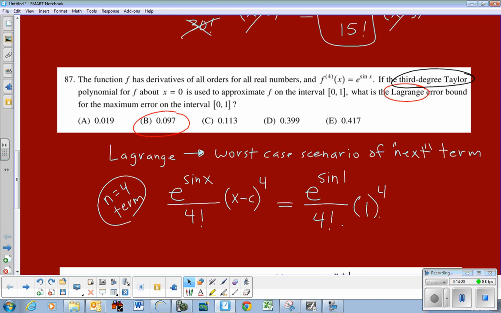All right, so just think of it as the worst case scenario of the next term. Plug in either 0 or 1 to the derivative here, and then do 0 minus 1 here to the 4th power.